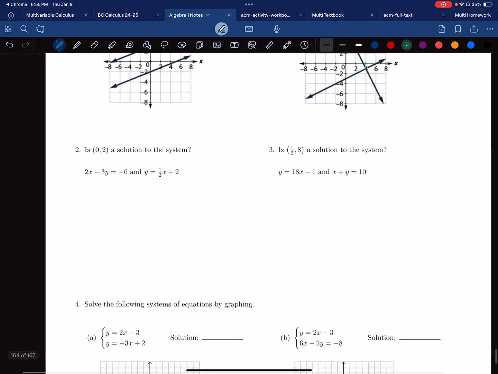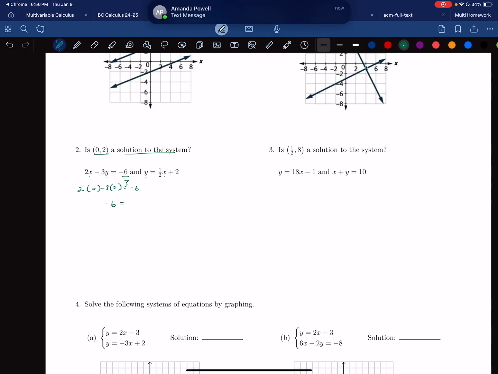For number two, we want to determine is 0, 2 a solution to the system? Remember, if 0, 2 is a solution, that means when I plug in 0 for x and 2 for y, I should get -6. So I get 2 times 0 minus 3 times 2 equals -6. Does it? 2 times 0 is 0, and then that would be just -6. So -6 is equal to -6. So 0, 2 is on that line.